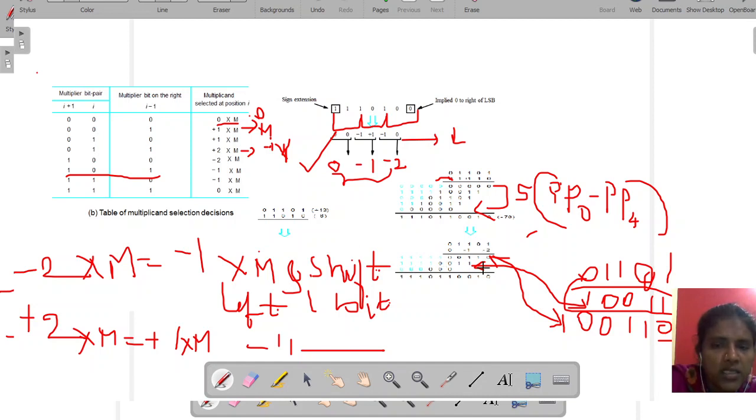You have to do the sign extension. Since 1 was there, you do the sign extension of the other bits. How many bits? Because it's a 5 bit, another 5 bits you have to do and another 4 bits.